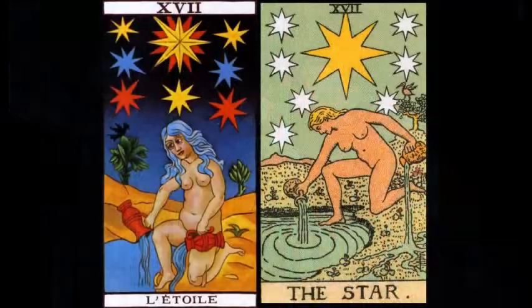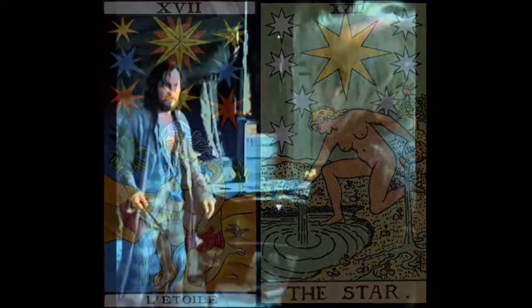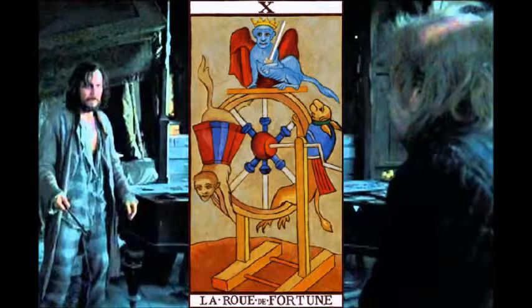So once again, we have a card that could refer to traitors and refer to two characters, Sirius, thought to be a traitor, and Peter, the one who really was a traitor. It's as if Peter and Sirius are tethered to opposite sides of the Wheel of Fortune.